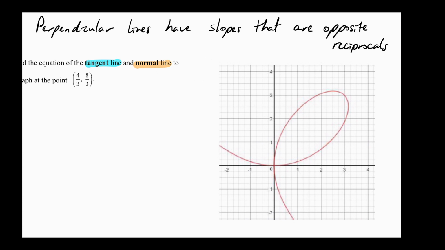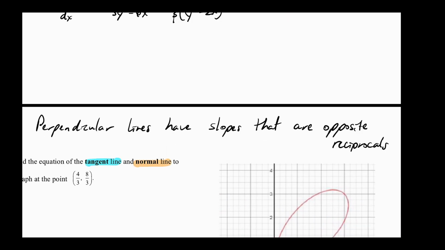Reciprocals. What does reciprocal mean? Flip, right? So if I have a slope of 1/2, what's the opposite reciprocal of 1/2? -2, right? You flip it and you change the sign. What if I have -5? What's the opposite reciprocal of -5? +1/5. Good. Flip it, change the sign. That's what opposite reciprocals are, right?